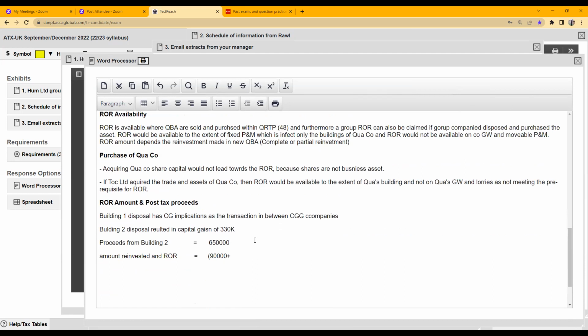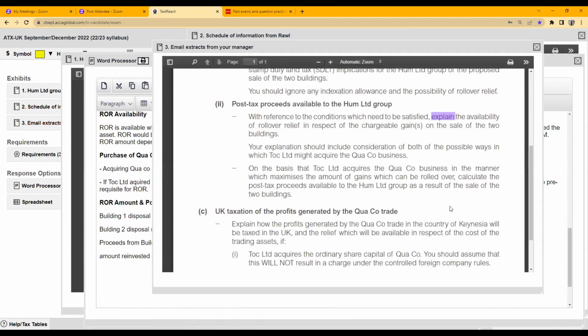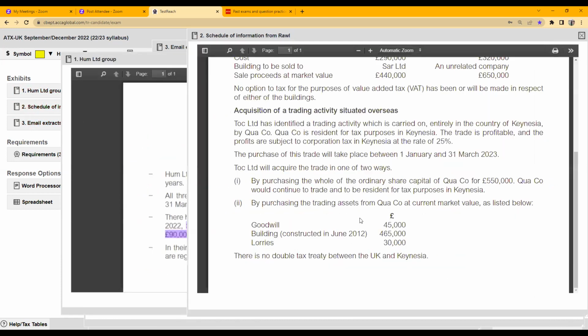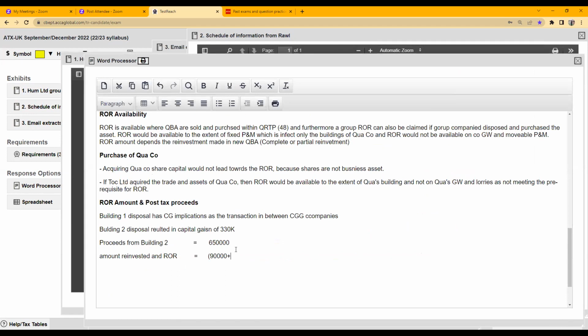650, no, it's not. Let me check. That was 465,000. It means one of your group companies has acquired a business asset and you are also making the reinvestment of 465,000 in purchasing the other asset. Proceeds from building two, the amount which is reinvested and rollover relief can be claimed.